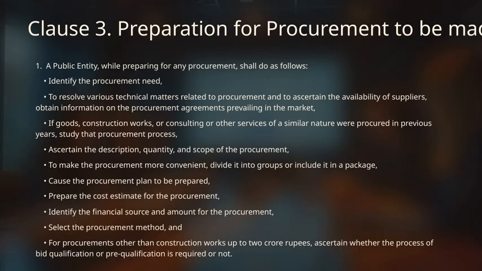If similar goods, construction works, or consulting services were procured in the past, it's very useful to review those past processes for lessons learned. It's also important to clearly define the description, quantity, and scope of what we need to procure. To make things more efficient, we might consider dividing the procurement into smaller groups or packaging them together.